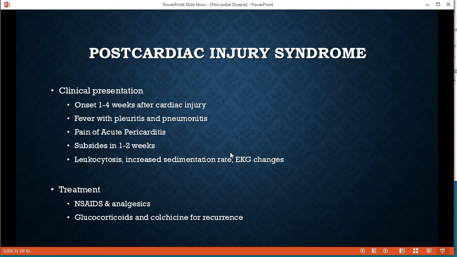Similar to the previous slide where we talked about management, again, these patients may just be treated with NSAIDs as an anti-inflammatory, whether it's Motrin, Indocin, naproxen, some type of NSAID, as well as analgesics. You may want a narcotic in there just to help control the pain.